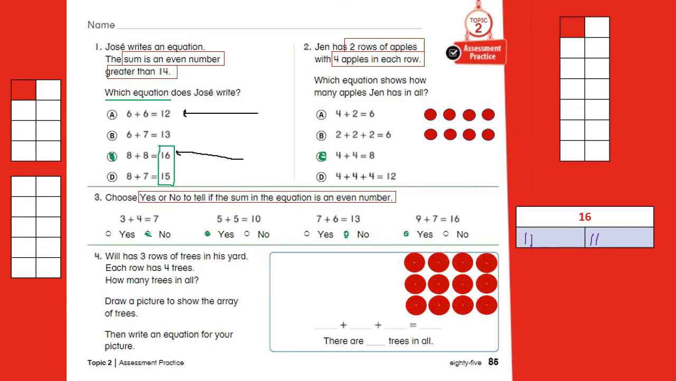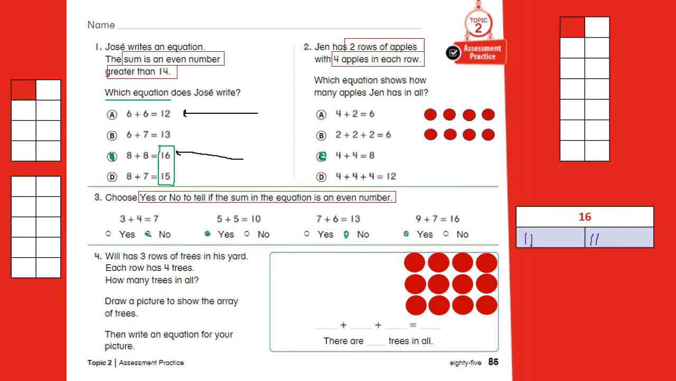Well, there's my array. I've got 3 rows, and each row has 4 trees. And yes, it has to look this way. Okay? You don't have to make red circles. You could just make it all dots. Okay, but it's got to be arranged in this way. Okay, and then write the equation.